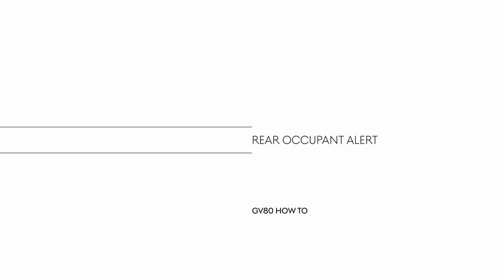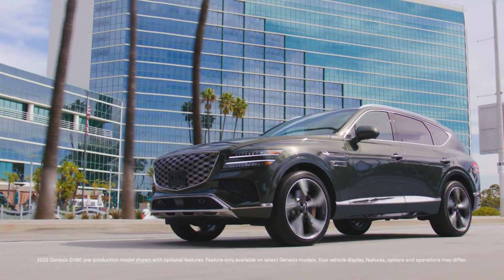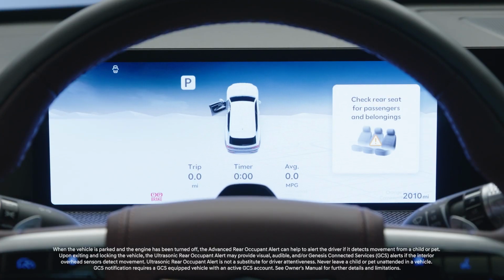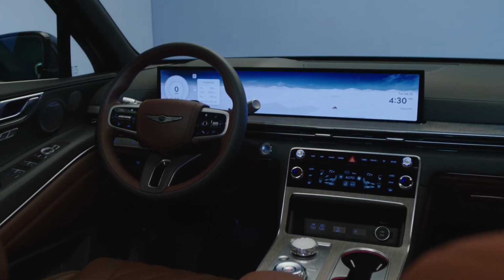This is the Genesis GV80. If equipped, the Genesis GV80 may be available with an Advanced Rear Occupant Alert system. This feature provides reminders to help prevent the driver from leaving when a rear passenger or belonging is left in the back seat of the vehicle.